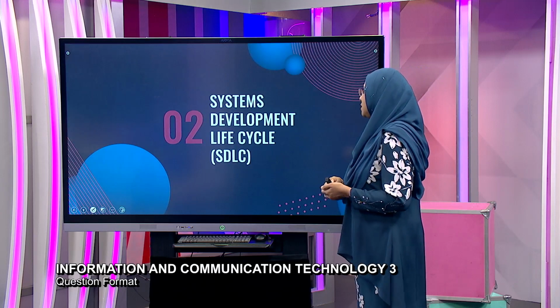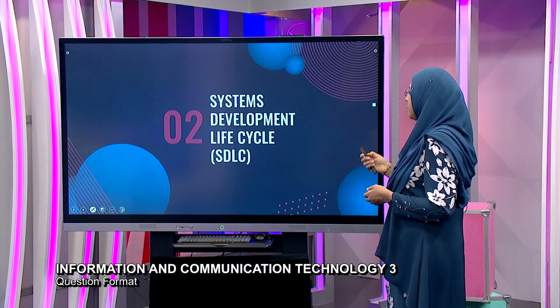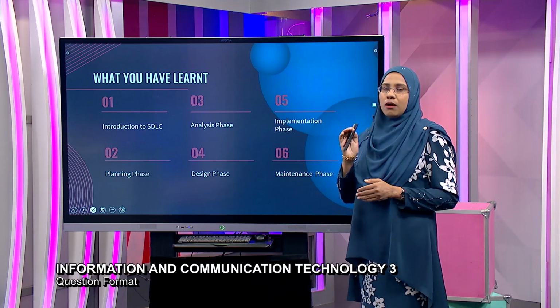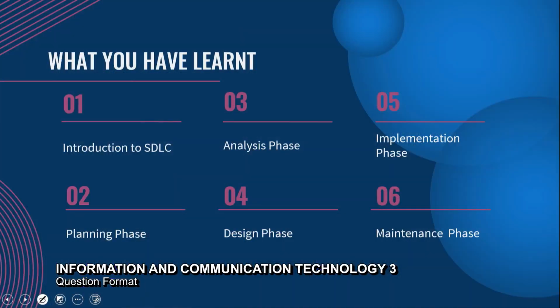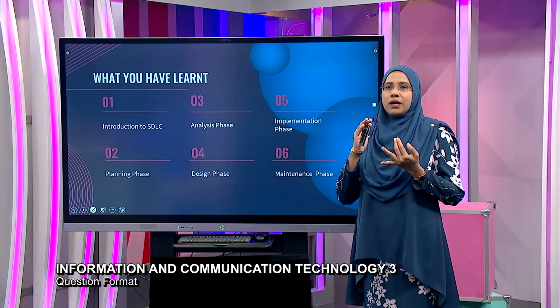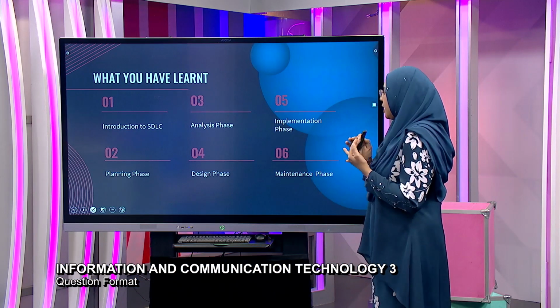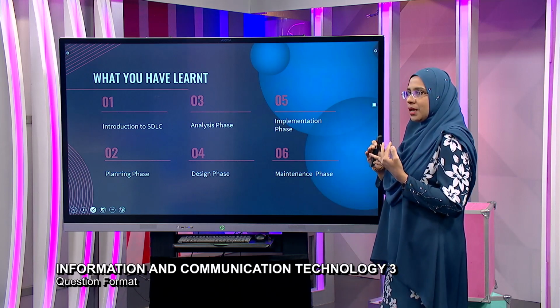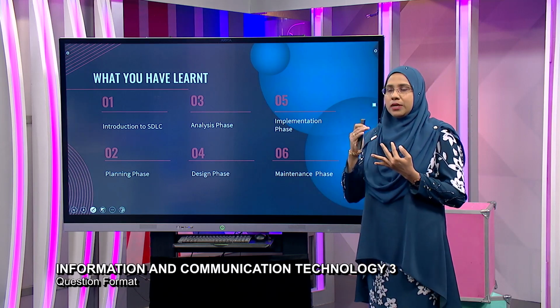The second chapter, System Development Life Cycle, is a very big chapter. What you learn in this chapter is all 5 phases of the System Development Life Cycle: the planning phase, analysis phase, design phase, implementation phase, and maintenance phase. What is important in this chapter is that you must know all the personnel involved, the activities, and the deliverables of each phase.